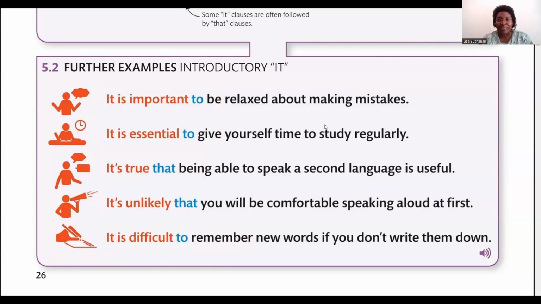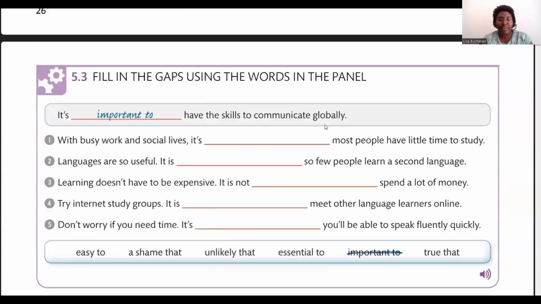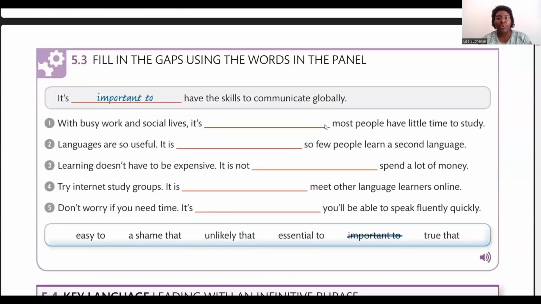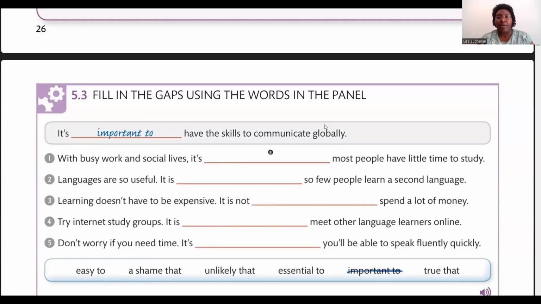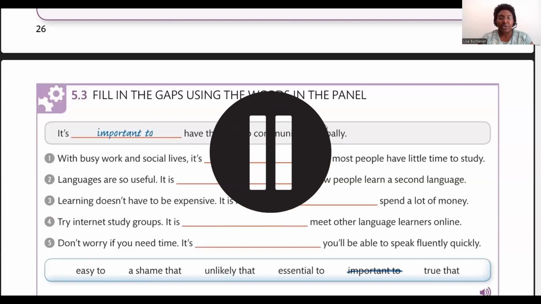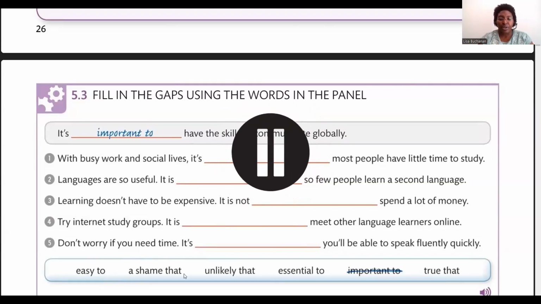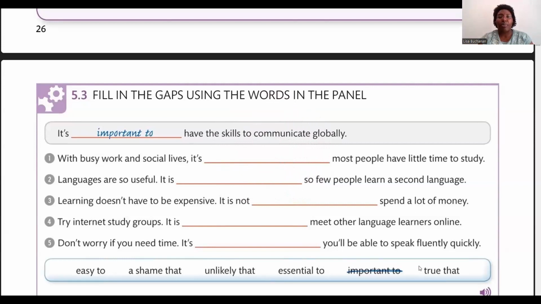Let's continue. Now you have some practice. So with this part, I would like you to pause the video, and I'd like you to choose which from the word bank here at the bottom will make the sentence correct. So let's look at the example. Remember, do we need to or that? Here's the first example. It's important to have the skills to communicate. So we have to have. It makes sense. We're going to use the infinitive.